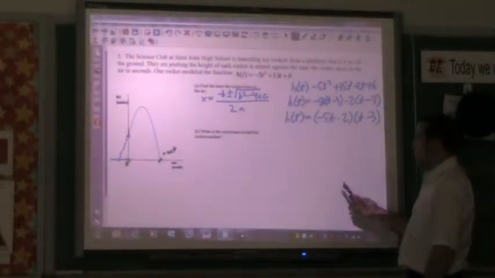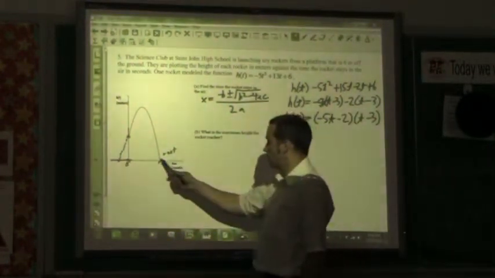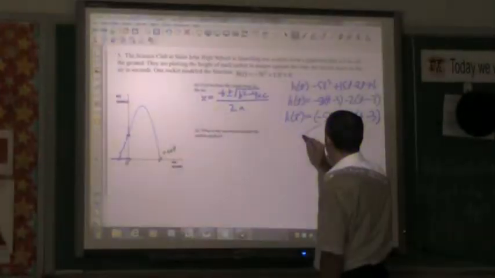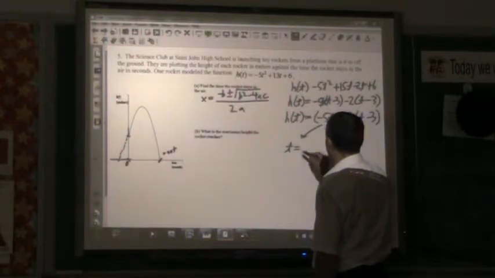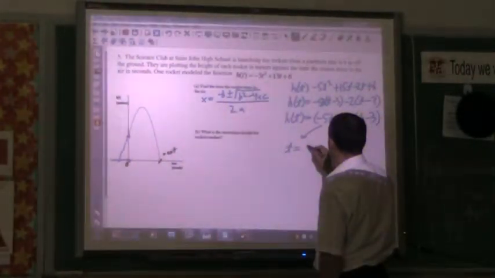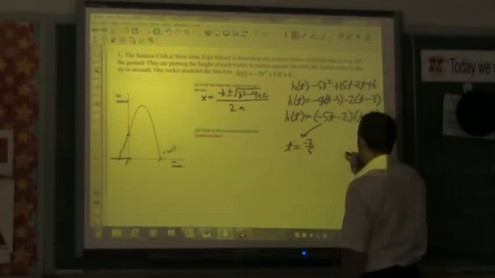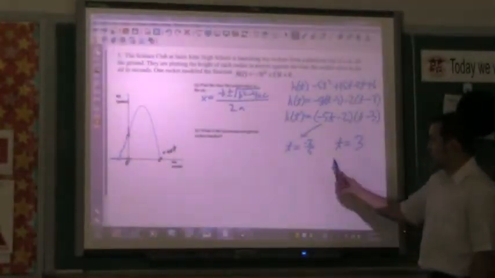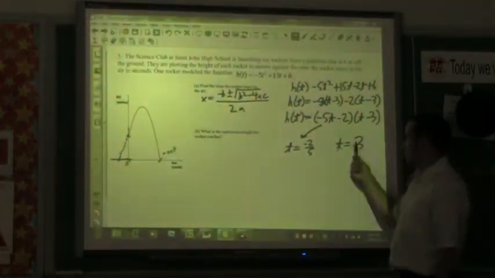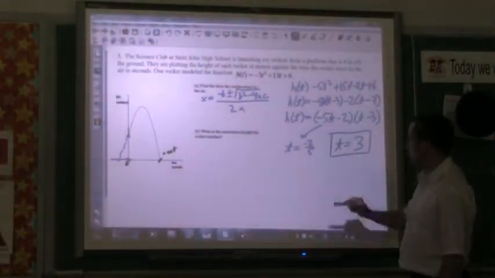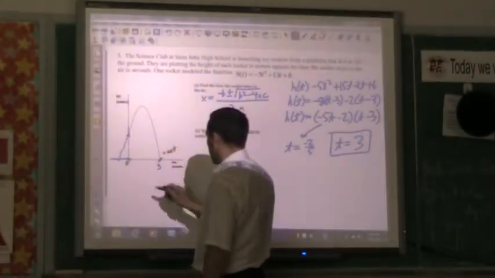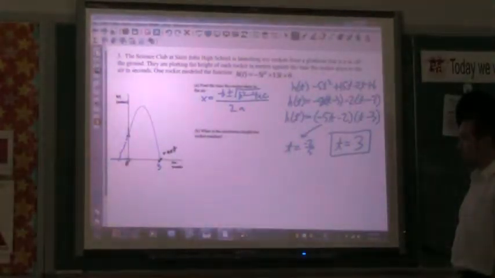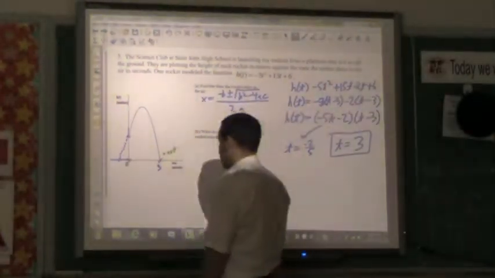So we say, well, this has to be 0, my height, so when can this equal 0? Well, we solve for this one, and you get that t would equal negative 2/5, or t here is equal to positive 3. Again, a negative time for a root doesn't make sense, so we report only this one. So at 3 seconds, after 3 seconds, the rocket comes down. So total time in the air was 3 seconds.